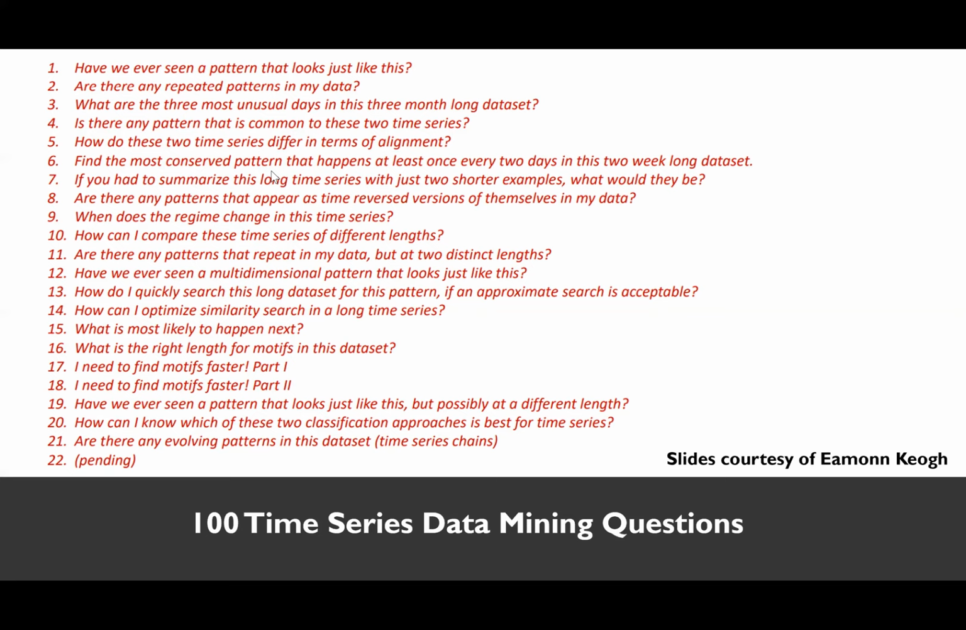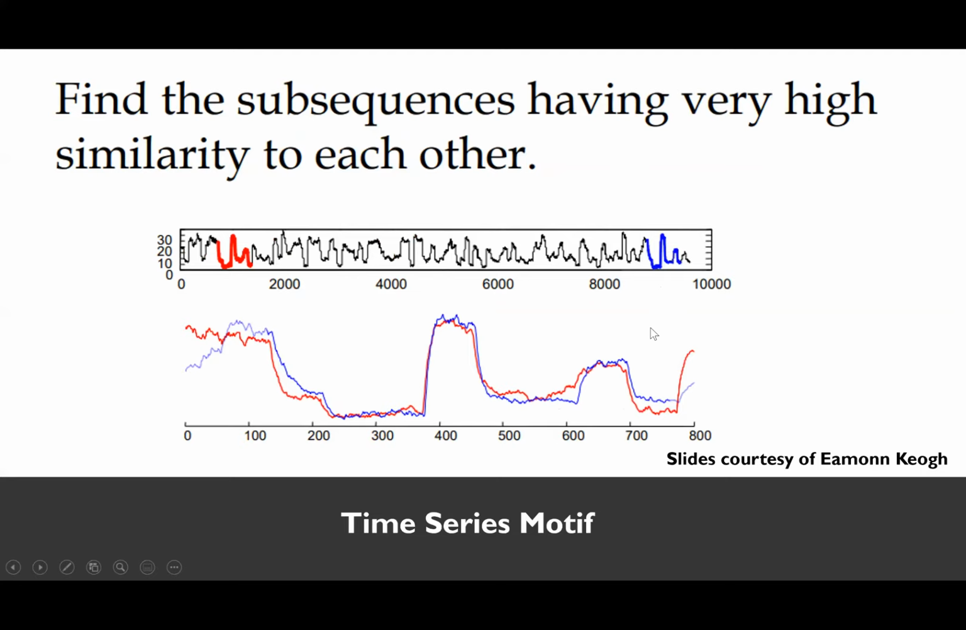If we go to the individual question, this is the definition of a motif: find the subsequences having very high similarity to each other. We call that one motif, which is close to the other motif. If we have a data set, the red one, and another data set, a blue one, then we can find the mapping. And if you assume this trend is similar, then it will be useful to predict the future, right?